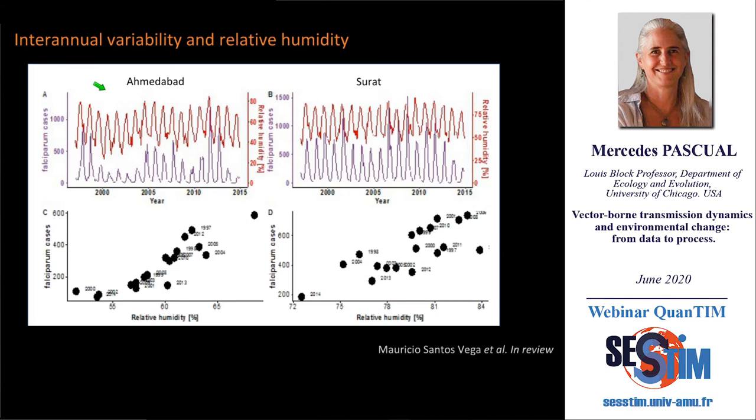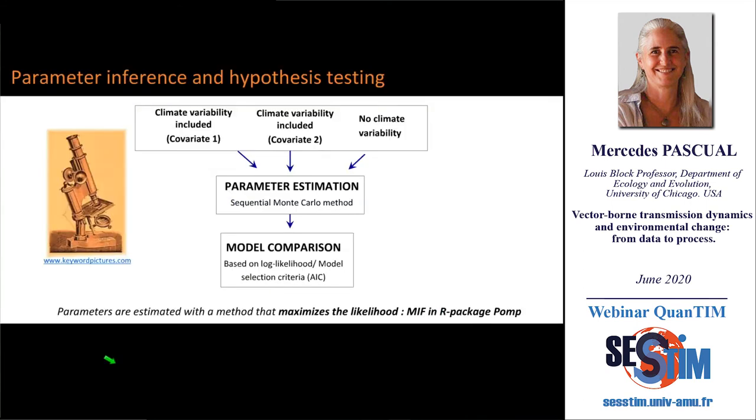And I would say that the humidity, in this case relative humidity, is a neglected variable in many vector-transmitted diseases. Interestingly, if you plot the cases added for the season versus the relative humidity in a window that is before the transmission season and includes a period that is pre-monsoons, you find this very interesting relationship also for the other city.